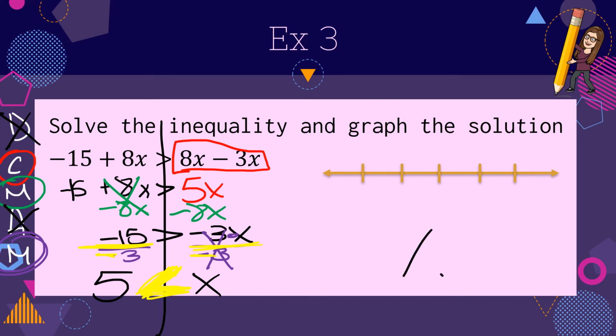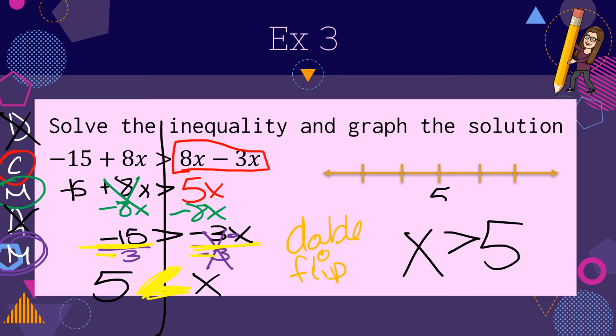Next, we want to write the variable first. So we do a true, complete flip-flop. So this is, again, what I like to call a double flip. Sorry, my handwriting's horrible there. I got to fix that. All right, that's what we call a double flip. We flipped because we divided by a negative, and we flipped to write the variable first. So on our number line, we're going to have an open circle, and it's greater than, so we're going to the right.